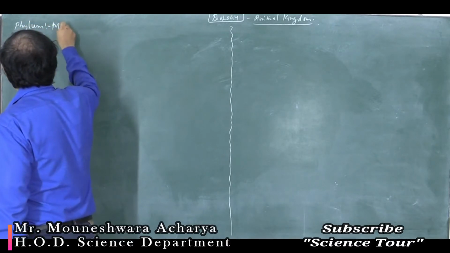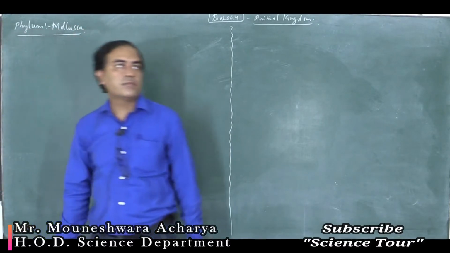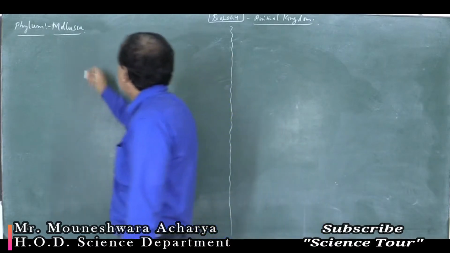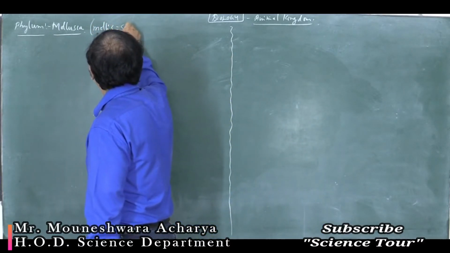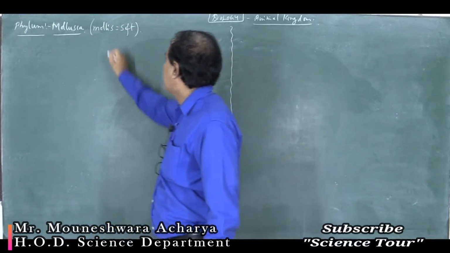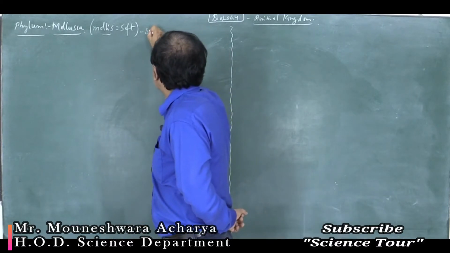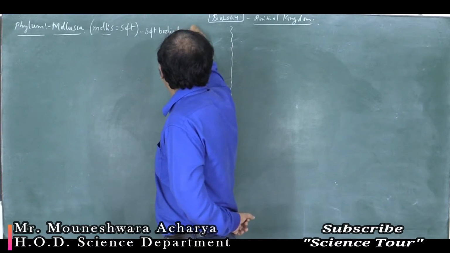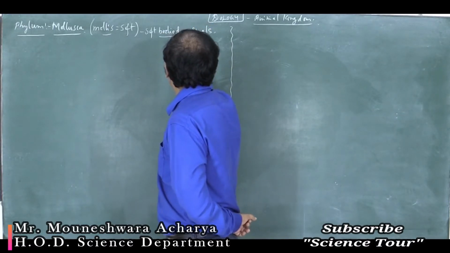Phylum Mollusca. It is derived from the Latin word mollis, which means soft. Mollis means what? Soft. So they include soft bodied animals.